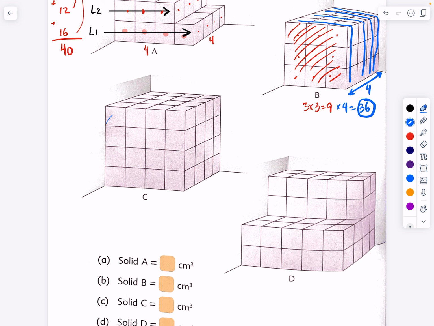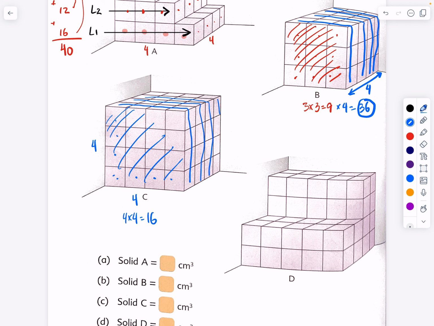Now let's look at shape C. Let's count the front face. 1, 2, 3, 4 by 1, 2, 3, 4. Yes, it's a 4 by 4 square, so 4 by 4 equals 16 units. Now, how many layers do we have? That's the first plate, the second plate, the third plate, and behind it a fourth plate. So we have 4. 16 times 4 equals 64 cubic units.